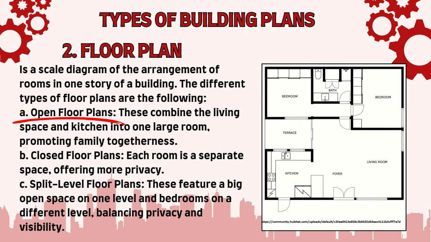A. Open floor plans. These combine the living space and kitchen into one large room, promoting family togetherness. B. Closed floor plans. Each room is a separate space, offering more privacy. Then letter C. Split-level floor plans. These feature a big open space on one level and bedrooms on a different level, balancing privacy and visibility.